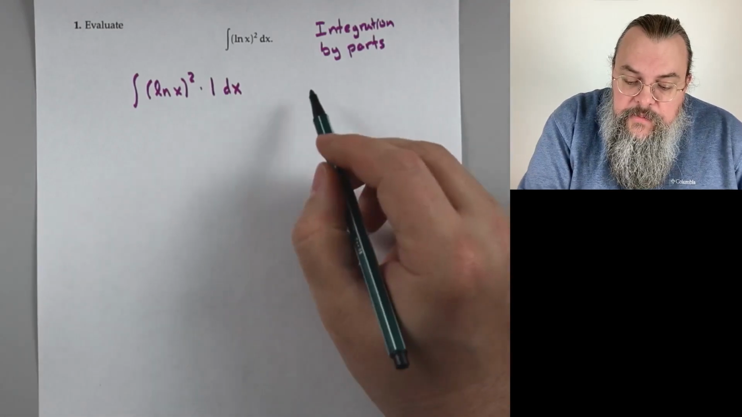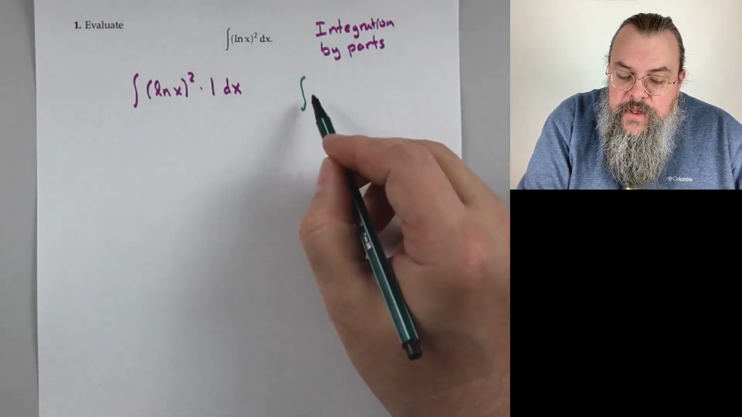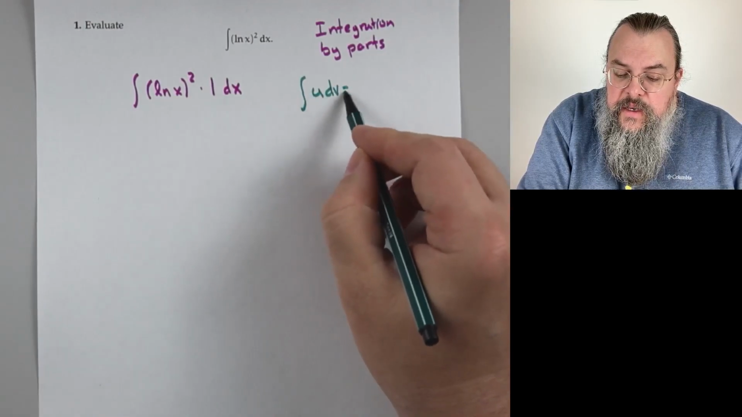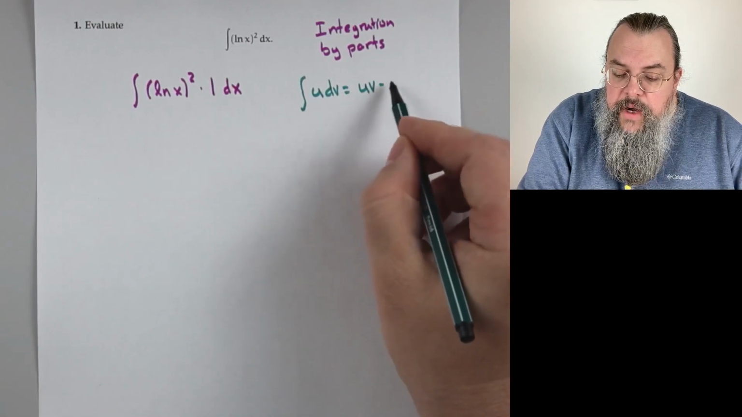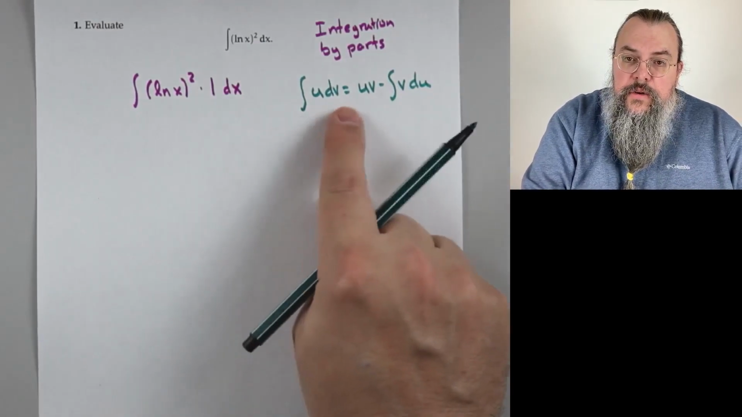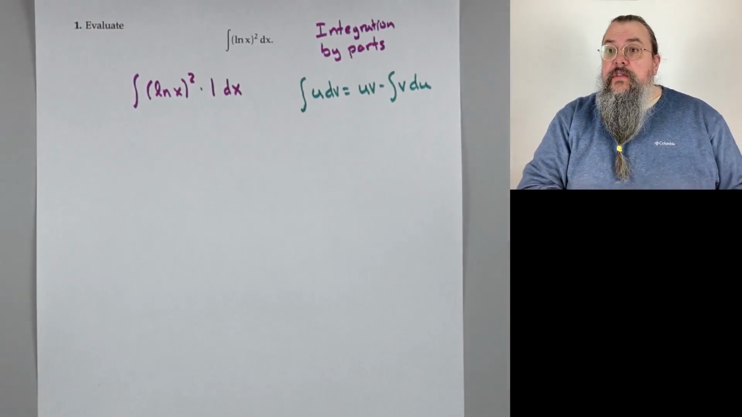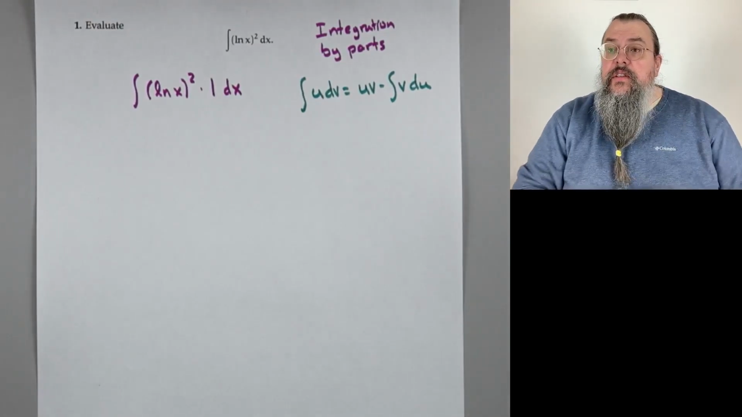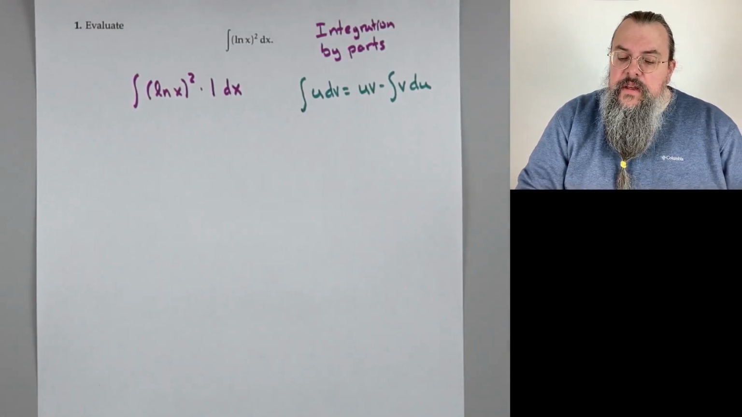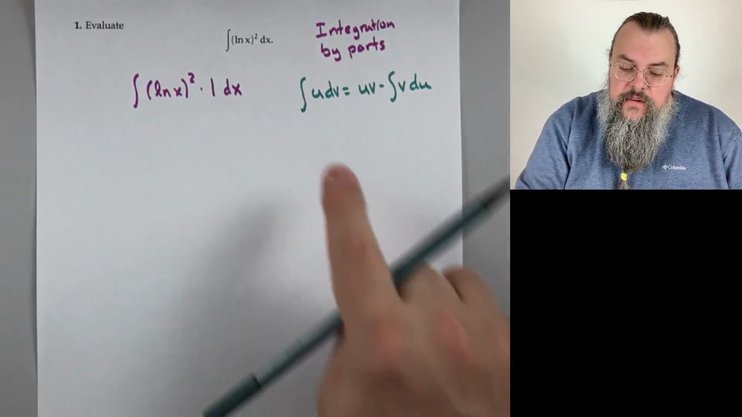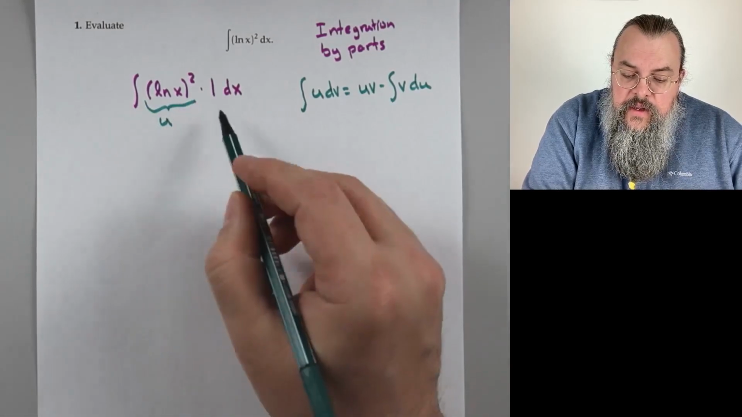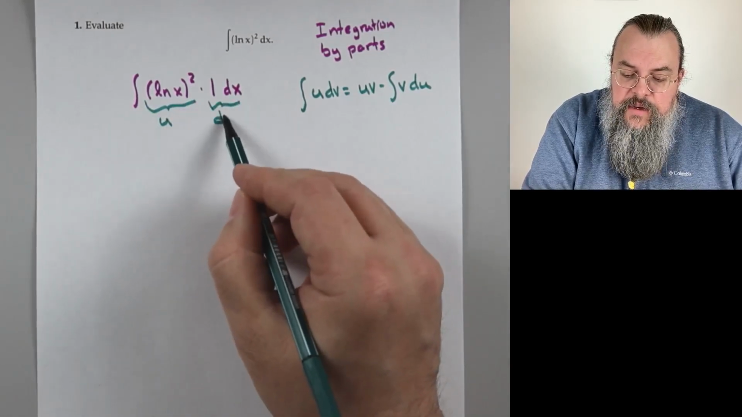Now remember, our underlying formula is the integral of u dv is uv minus the integral v du. So we need 2 pieces. One piece needs to be something which is easy to integrate. That's the dv. And one thing is something that's easy to differentiate. That's going to be the u. Well, okay, so we have our candidates. There's no question what's happening here.